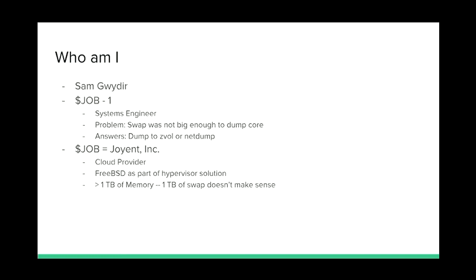Currently, I have another job that I do disclose. I work at Joyent. It's a cloud provider. Right now we are devising a new hypervisor solution, and FreeBSD might be part of that. And we have the same problem, right? We have tons and tons of memory, over a terabyte on a lot of the machines. Having a terabyte of swap, or even if you compress it, having 500 gigabytes of swap is just kind of ridiculous. So maybe we could use Netdump and sell that storage instead.